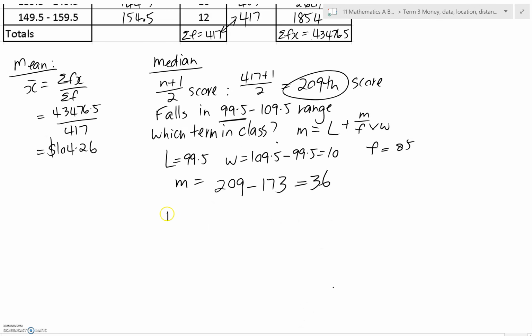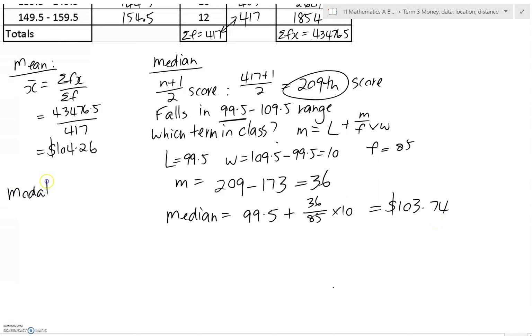So let's find that here. Any questions? It's probably best that you ask me in class. So 99.5, substituting these values that we've got in, is going to give us an answer, and 103.74 is our median value here.